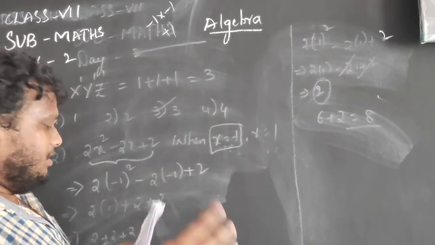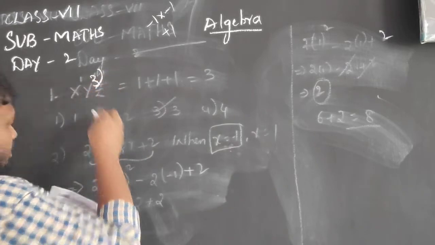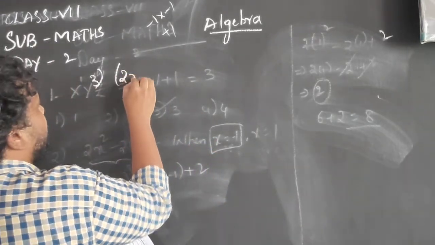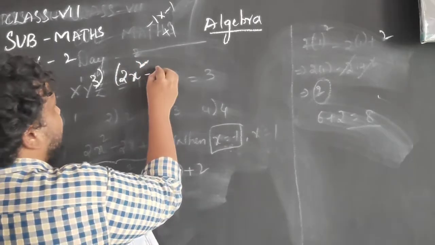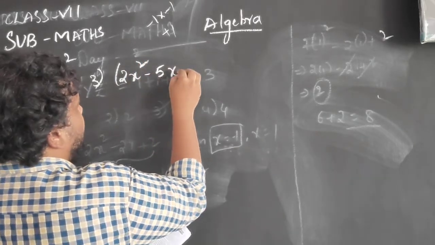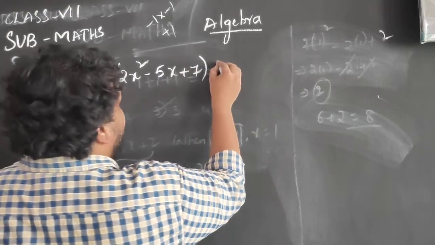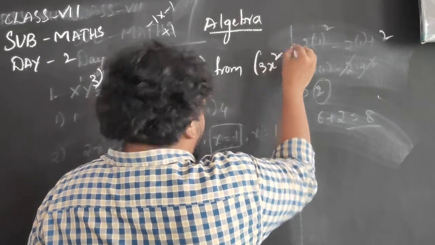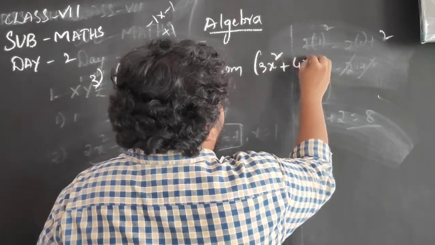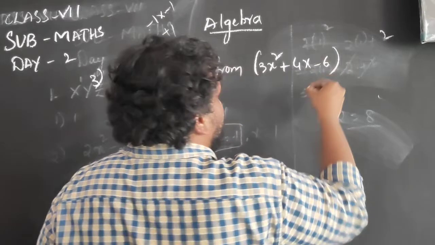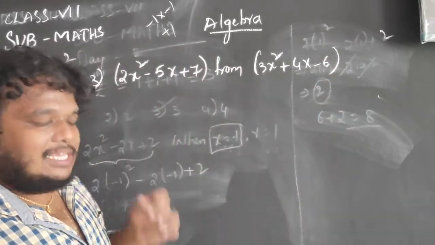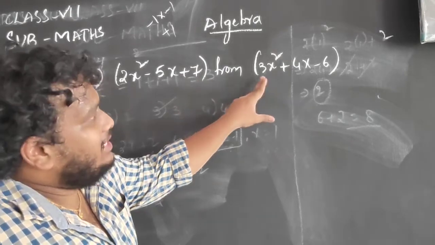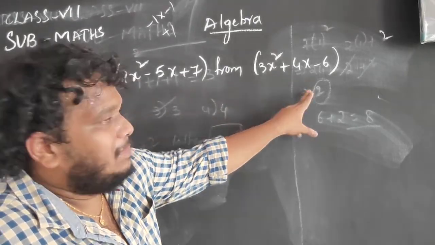Now let's see the third question. Third question: subtract 2x square minus 5x plus 7 from 3x square plus 4x minus 6. They ask the question: subtract 2x square minus 5x plus 7 from 3x square plus 4x minus 6.